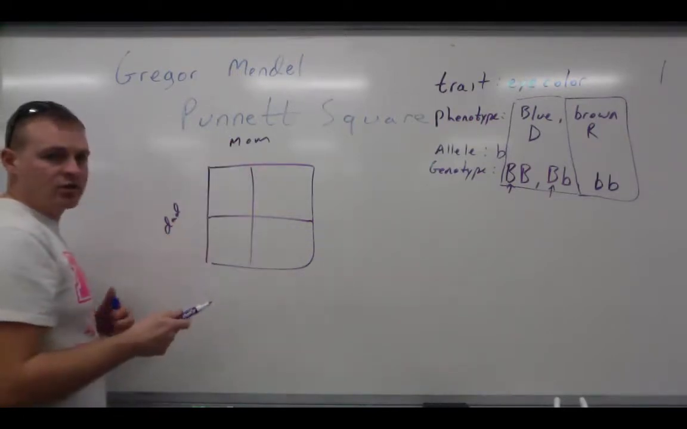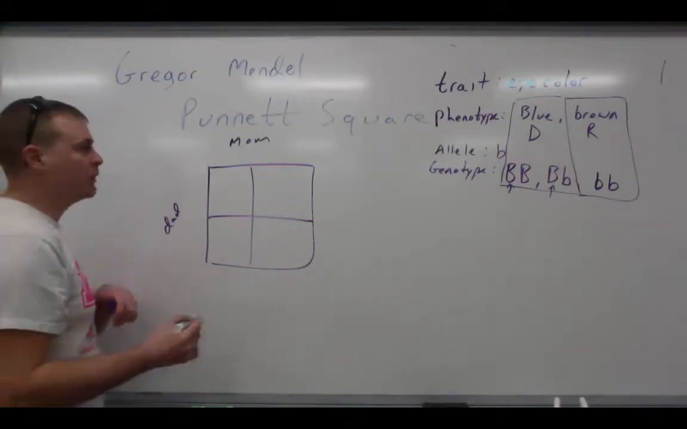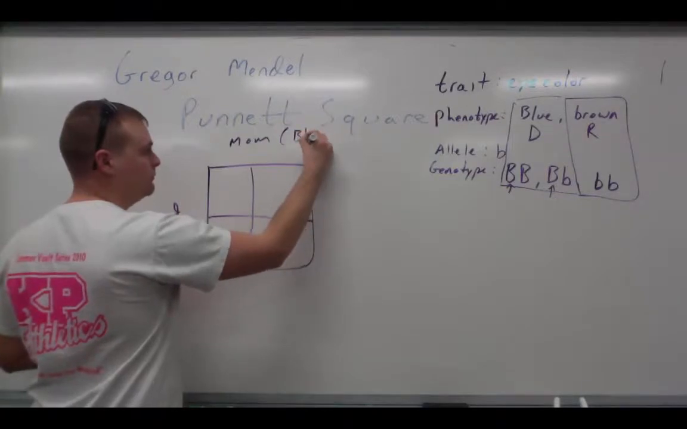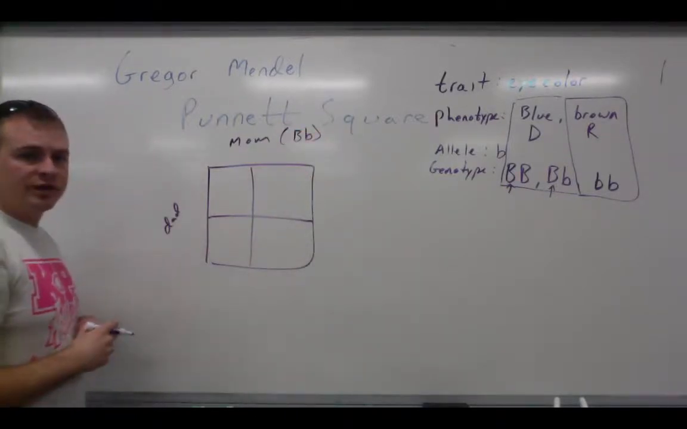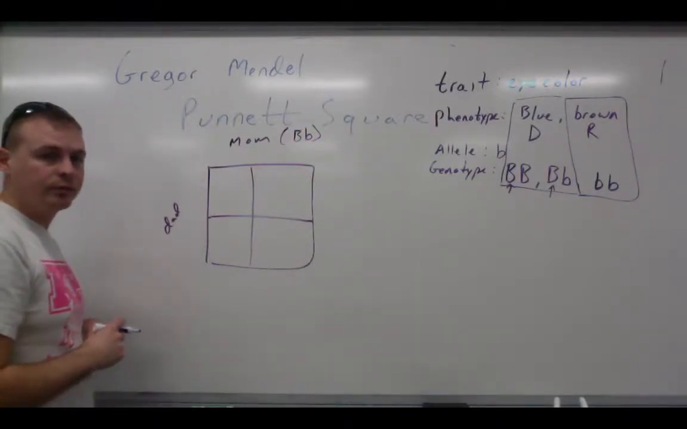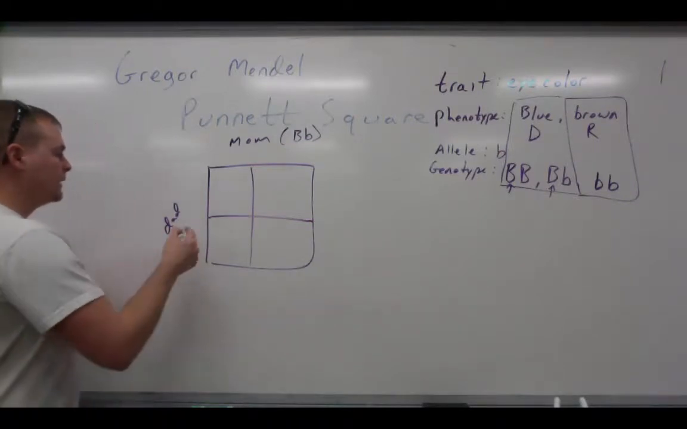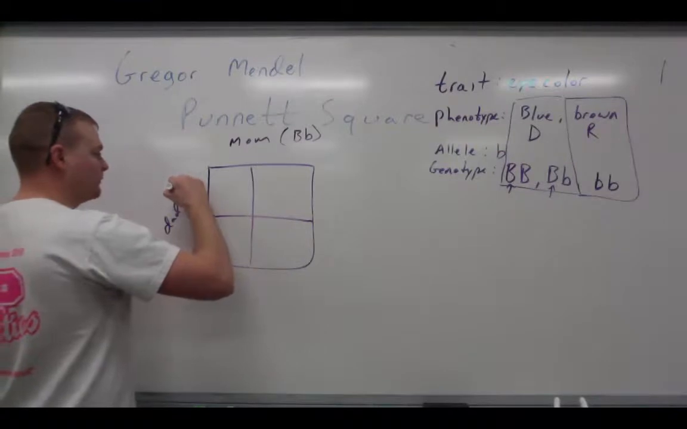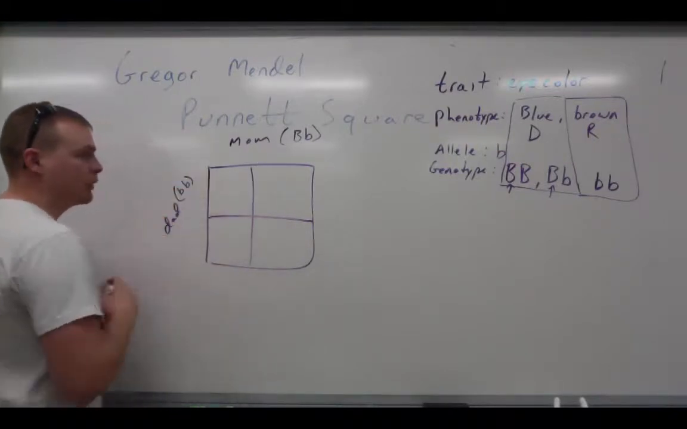Mom donates one allele. So let's say mom starts out, she's got blue eyes. She is heterozygous for blue eye color. Let's say dad is homozygous recessive. He's got brown eye color. So homozygous recessive, he's got brown eye color.